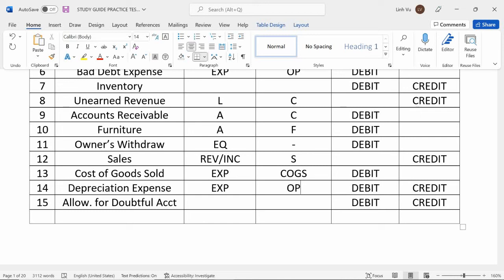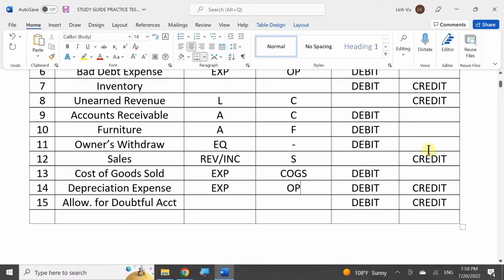One is operating expense or non-operating expense. In this case, I used my fixed assets, which helped me either produce or do something in the business, right? So in this case, it would definitely be operating. And what kind of normal balance would this have? Because it's an expense account, it's debit. Good. Okay. Last one is going to be allowance for doubtful accounts.